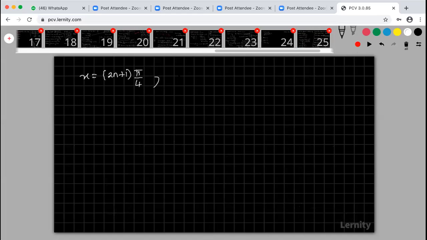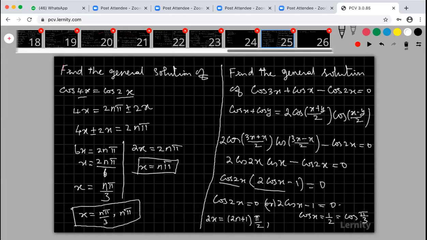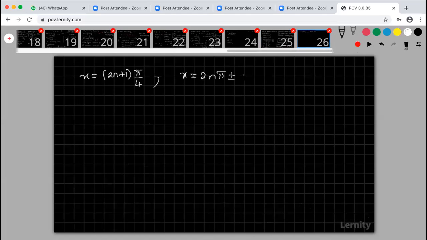And here my x is equal to 2n pi plus or minus y, where pi by 3 is my y. So x is equal to 2n pi plus or minus pi by 3. These two are both solutions for the given equation.